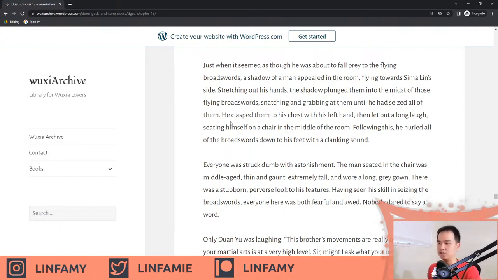He clasped them to his chest with his left hand and let out a loud laugh, seating himself on a chair in the middle of the room. Following this, he hurled all of the broadswords down to his feet with a clanking sound.